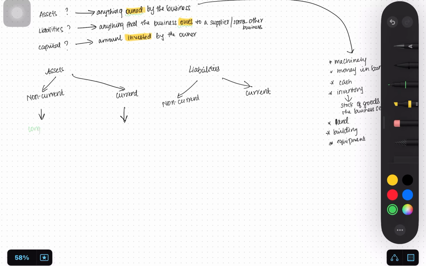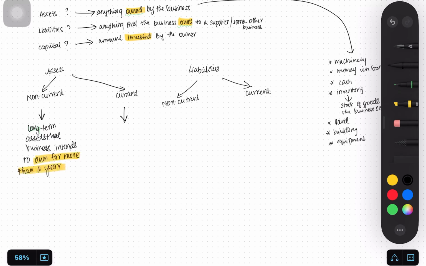long-term assets that the business intends to own for more than a year. So the point that you have to emphasize when writing these kind of answers, if asked in MCQ or theory questions, is it is owned for more than a year.